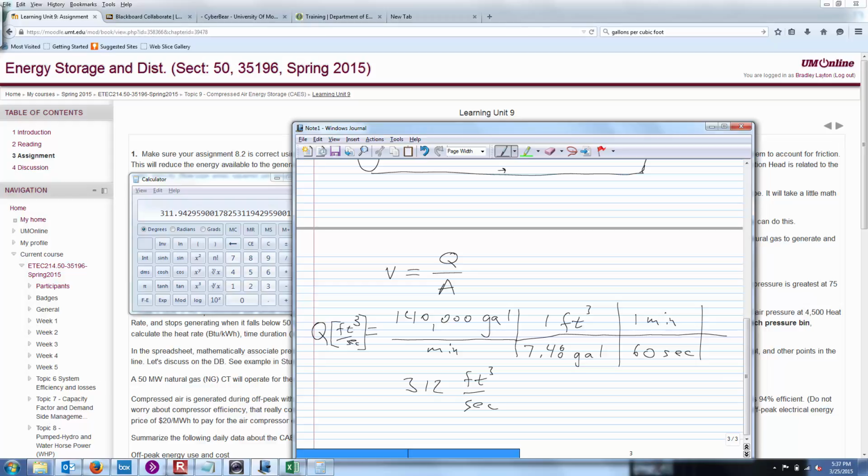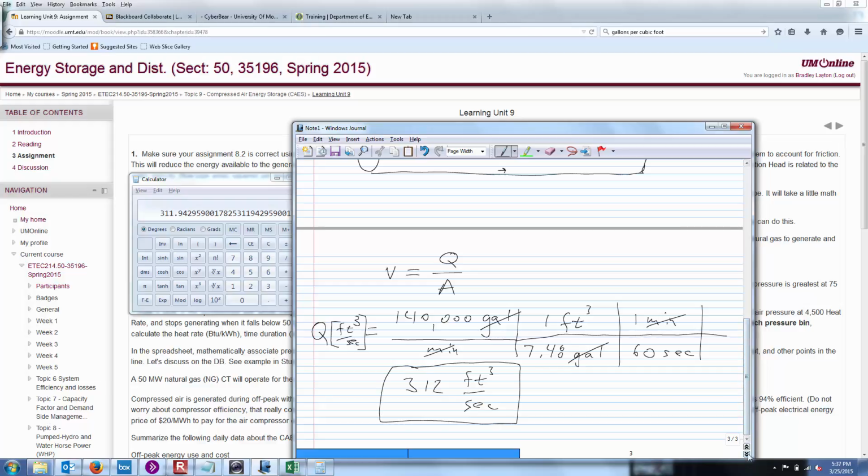And 140,000 gallons per minute is a lot. 312 cubic feet per second is a lot, so I'll believe that. Let me just go back and make sure our gallons cancel, our minutes cancel, and we're left with cubic feet per second. So there's our Q.